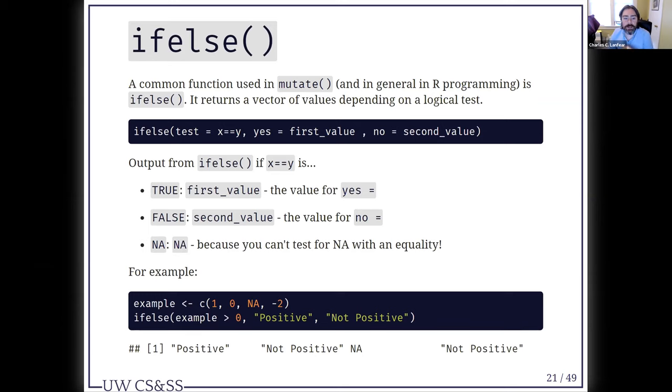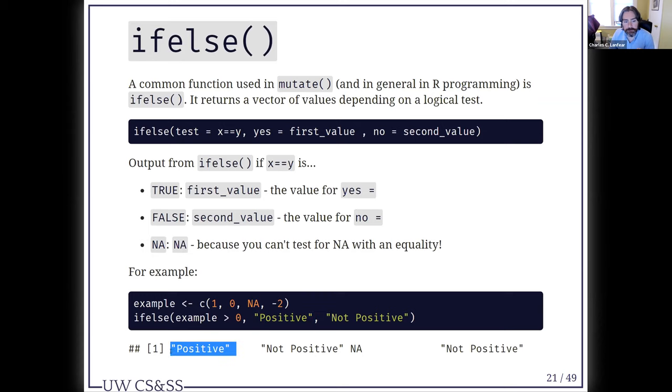Here's an example. Let's say I have a vector I create. This vector contains the number 1, the number 0, a missing value (NA in all caps is a missing value), and a negative 2. So I say, ifelse example is greater than 0, return positive. If not, return not positive. So what ifelse does is it works its way down this vector running this test. First it says, okay, let's test example. Is the number 1, the first value of example, greater than 0? Oh, it's greater than 0.